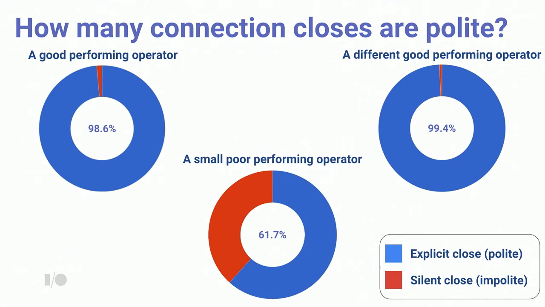On the other hand, not all operators are performing at the same level. Here's an example of a small, poor-performing operator that we saw that had almost 40% of their connection closes being silent. That's a huge difference from the other two operators that we saw, so we wanted to dig into what was making this happen and what we could do about it. But first, it may help to go over what exactly a silent connection is and why it's so harmful for us.